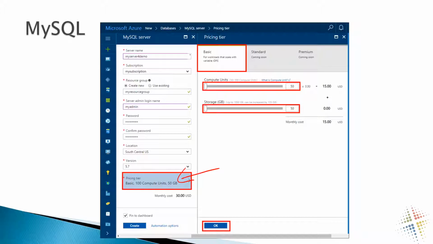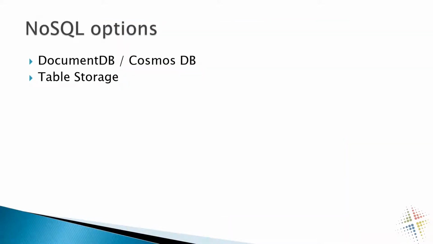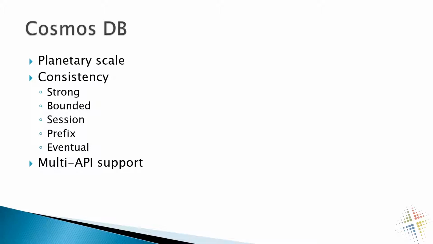Along with MySQL and PostgreSQL, there are other what's called NoSQL options. The first one is table storage. We talked about this when we were talking about file storage. Table storage is a JSON NoSQL type data store that works very quickly and very largely. The other option is what's called Cosmos DB, and this is a planetary scale database.